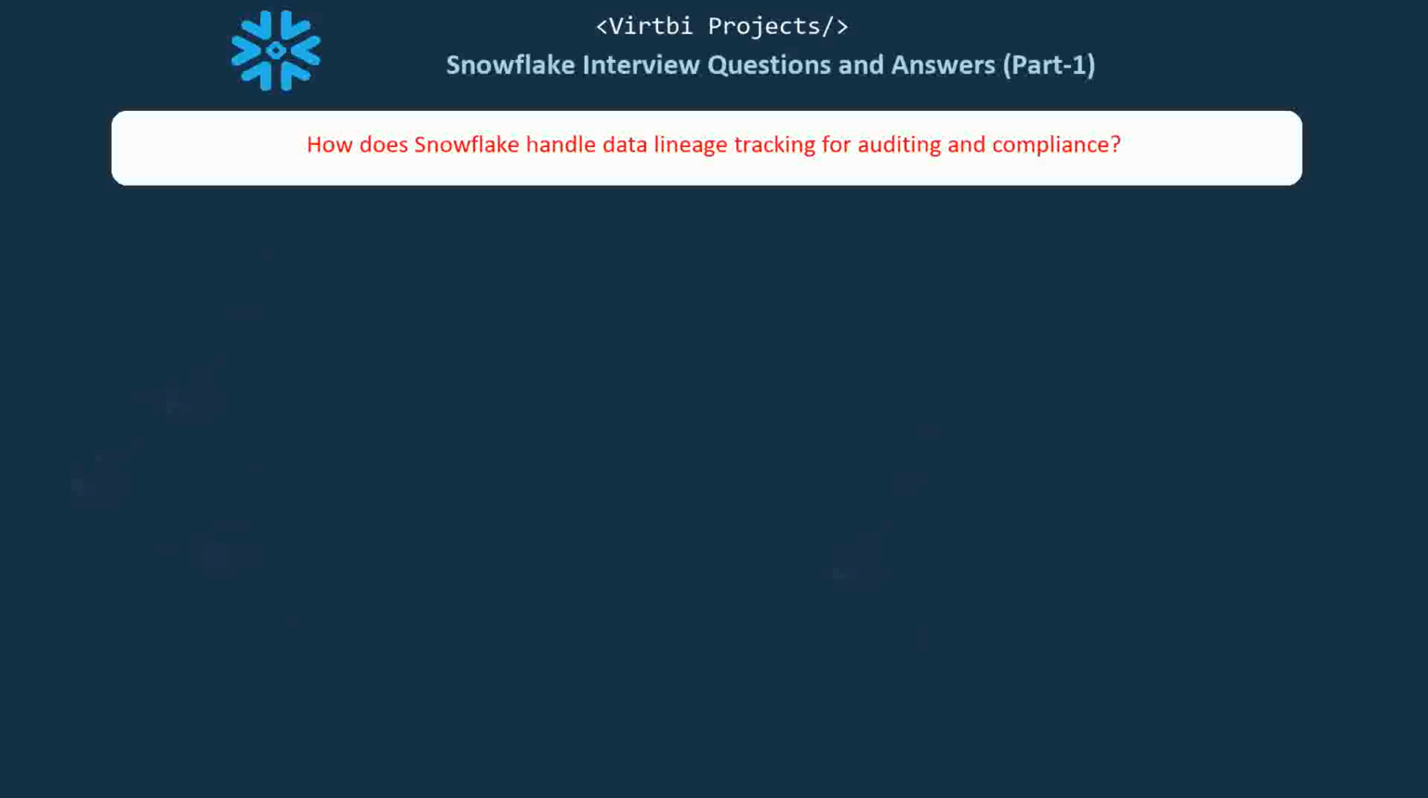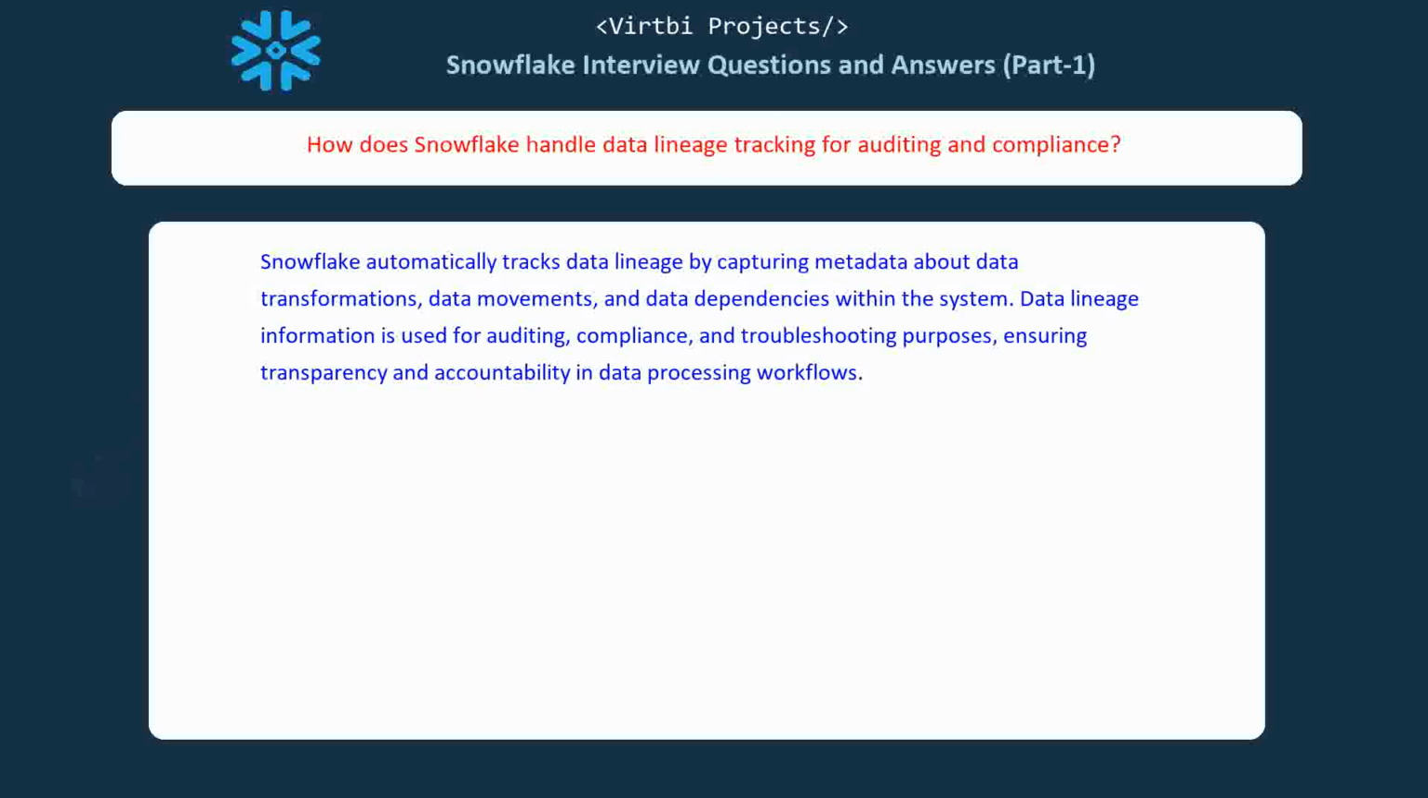How does Snowflake handle data lineage tracking for auditing and compliance? Snowflake automatically tracks data lineage by capturing metadata about data transformations, data movements, and data dependencies within the system. Data lineage information is used for auditing, compliance, and troubleshooting purposes, ensuring transparency and accountability in data processing workflows.